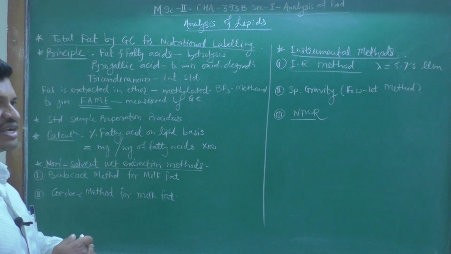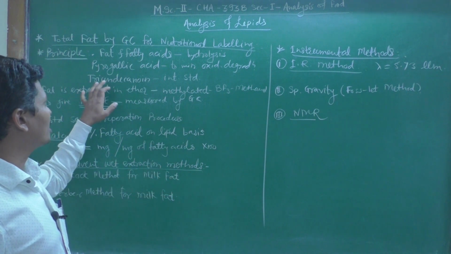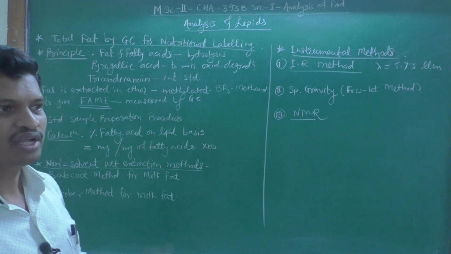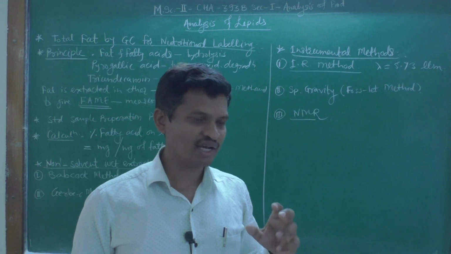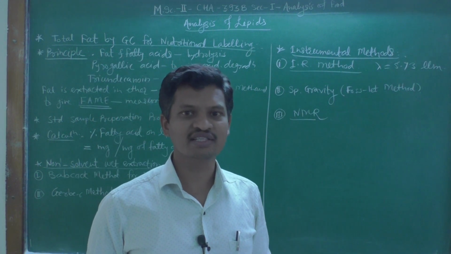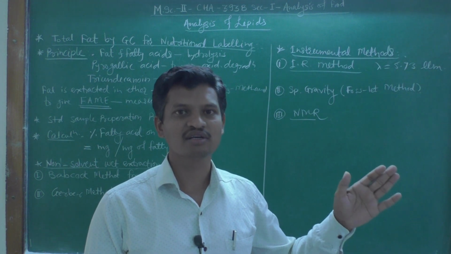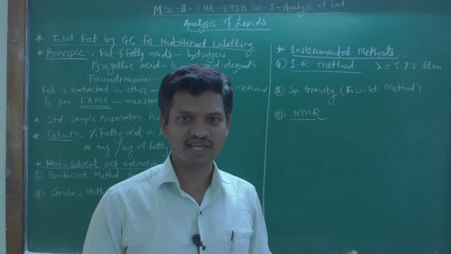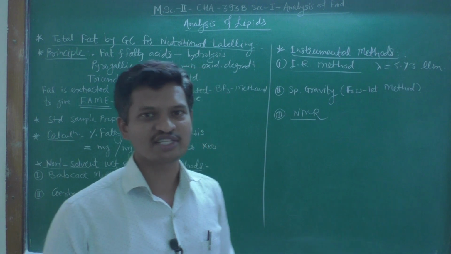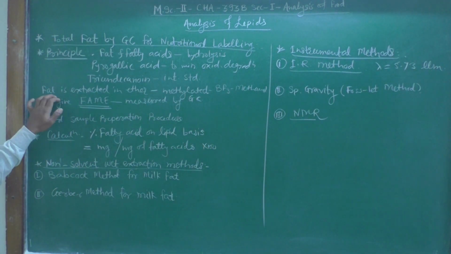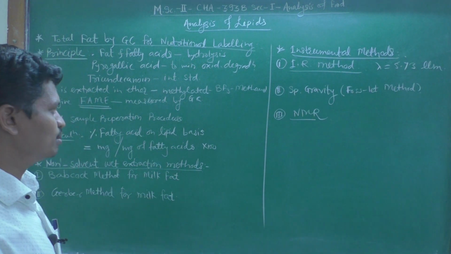Then an internal standard material is used in this case, and the name of that internal standard is triundecanoin, which is a triglyceride. It is the internal standard in this GC analysis. In relation to this internal standard, the retention times of other fats and fatty acids can be determined in gas chromatography. Then this fat is extracted in ether. We are going to see the procedure in detail, but this is the principle.